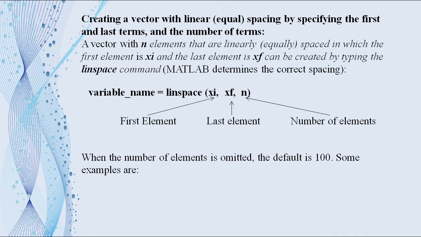You don't need to worry about what the spacing in between them is. So variable name is equal to linspace of xi comma xf comma n. So first element, last element, and the number of elements. That's what they have given here. When the number of elements is omitted, the default is 100. Some examples are given here.